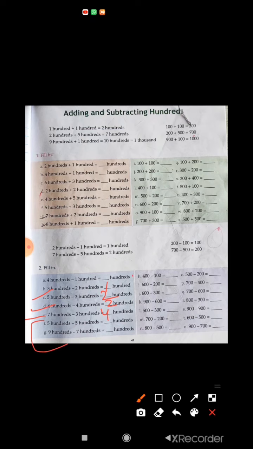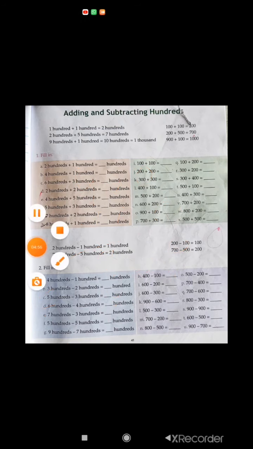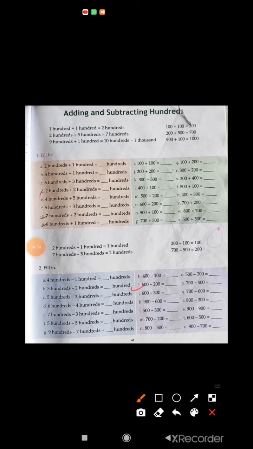Now come to H part. 400 minus 100. 0, 0. 4 minus 1 is 3. Now the answer is 300. Write in the space given 300. Now I part, 600 minus 200. First you subtract the ones, subtract the tens. Now subtract the hundreds. 6 minus 2 is 4. 400 now, write here in the blank 400.